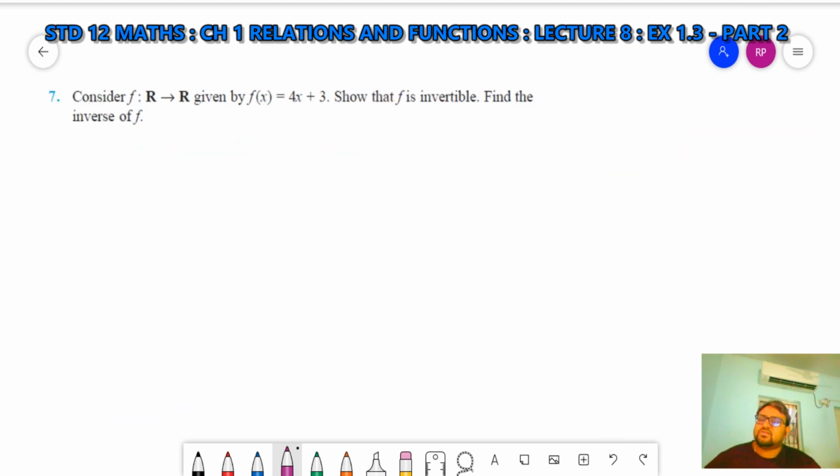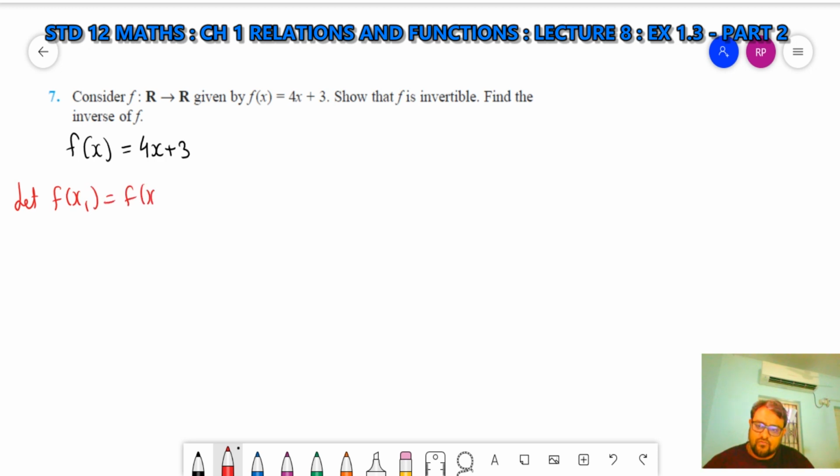Question number 7: consider f from R to R given by f(x) = 4x + 3. Show that f is invertible and find the inverse of f. That means I need to prove it is one-one and onto. So for one-one, let f(x1) = f(x2).